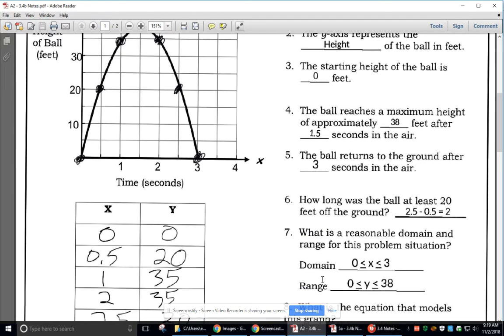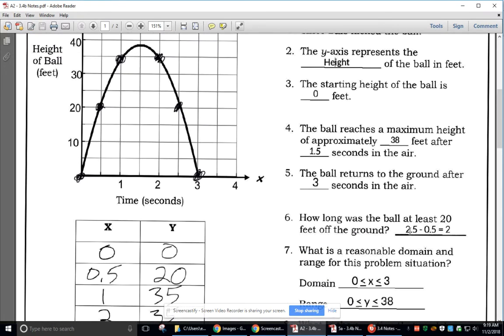How long was the ball at least 20 feet off the ground? See, I wrote 2.5 minus 0.5 equals 2. Because here's 20, and there's 20 again. So I just figured everywhere from here to here, it's off the ground. So that's 0.5, that's 2.5. That's how I got 2 seconds.